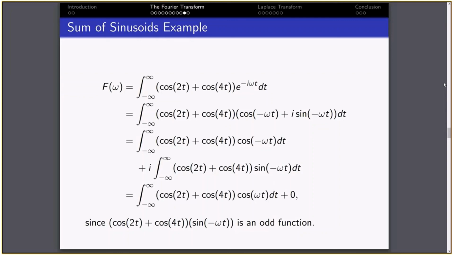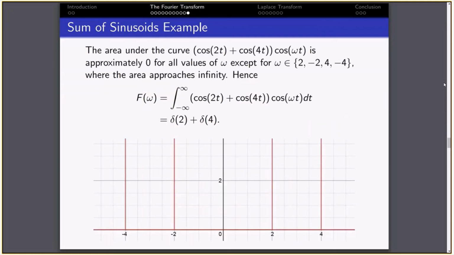And so using the properties of the sine function, that imaginary component is going to end up being an odd function. So when we take the area under the curve for the entire function, we end up with simply 0, leaving us with the integral from negative infinity to infinity of our sum of sinusoids function times cosine of omega t, where omega is some arbitrary angle. So now, an important note about this function is that when omega is almost any angle, our function is going to be oscillating back and forth between positive values and negative values over and over.